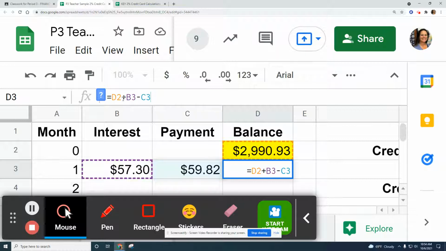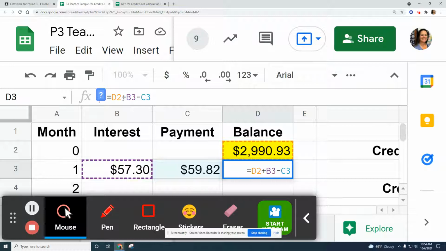You know what the spreadsheet is saying to you? Hey, Miss Sanchez, is this the cell you wanted? And I'm looking at it going, yep. It's double checking with me that I'm grabbing the right cells. So when I type D2, see how this is now bordered in that orange? It's making sure I want that cell.